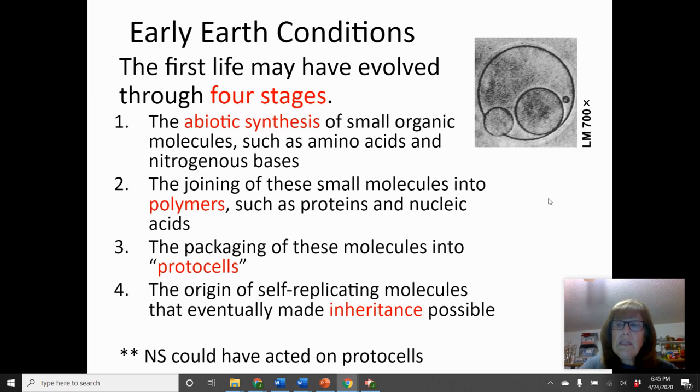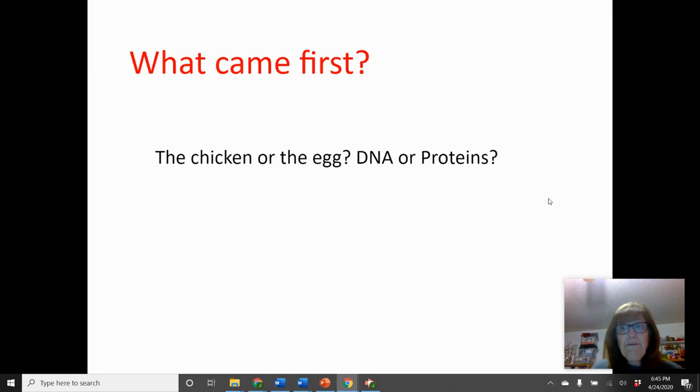Then comes the joining of these monomers to make polymers like proteins and nucleic acids, then the packaging of those molecules into what we call protocells. Proto meaning first, so the first cells. And these led to the origin of the first self-replicating molecules that eventually made inheritance and the passing on of genetic traits possible. Okay, so what came first, the chicken or the egg?